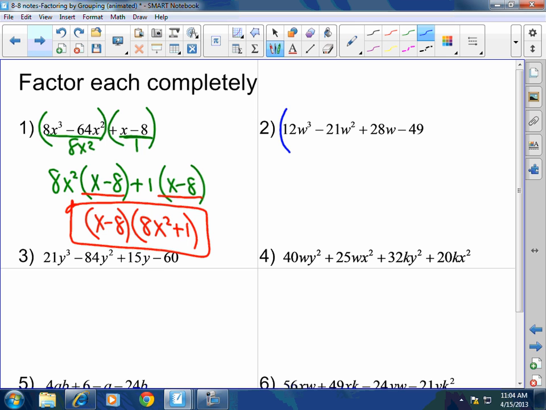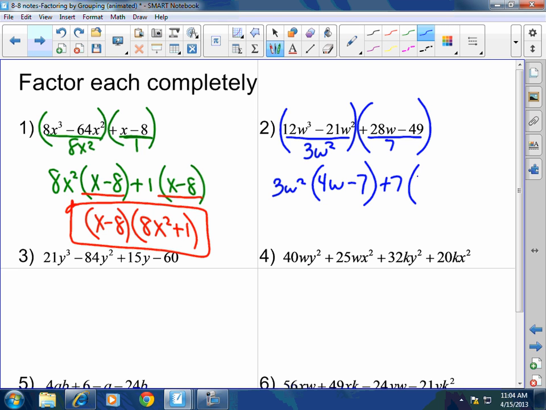Number 2, can I factor anything out? No. So I group it. What can I factor out of each of these? 3w squared for sure. So I got 3w squared times 4w minus 7. And then what can I factor out of 28w minus 49? A 7, very good. So I factor out a 7, and I got 4w minus 7. Now I have created my 2 identical binomials. I factor those out: 4w minus 7 times the leftovers of 3w squared plus 7.